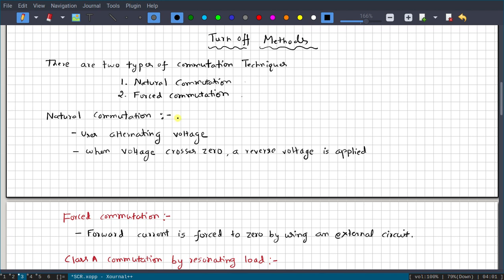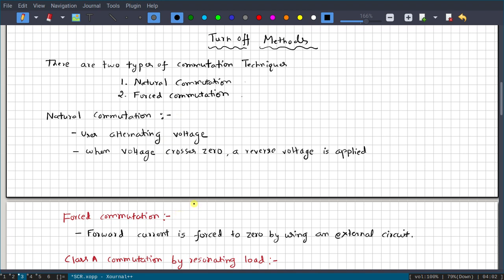In an alternating voltage, the waveform swings from a positive maximum to a negative maximum and back to the positive maximum, so it goes in both directions. During the positive cycle, the SCR will be turned on. During the negative cycle, a negative voltage is applied and the SCR will be turned off. This is called natural commutation. It is very simple if you are using an AC signal. But when you use DC, we can't use this technique, so we go for forced commutation.